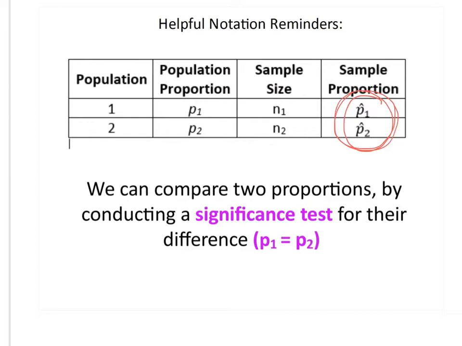So instead of using confidence intervals, today we're going to compare two proportions by conducting a significance test for their difference. And this is going to be the null hypothesis, that the proportion from population 1 equals the proportion from population 2.